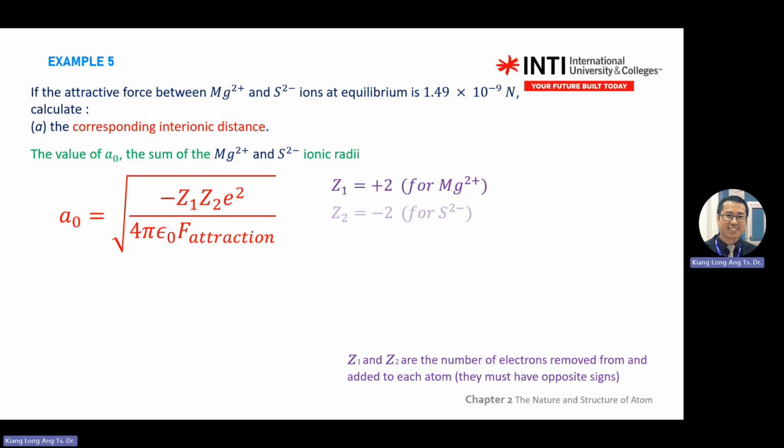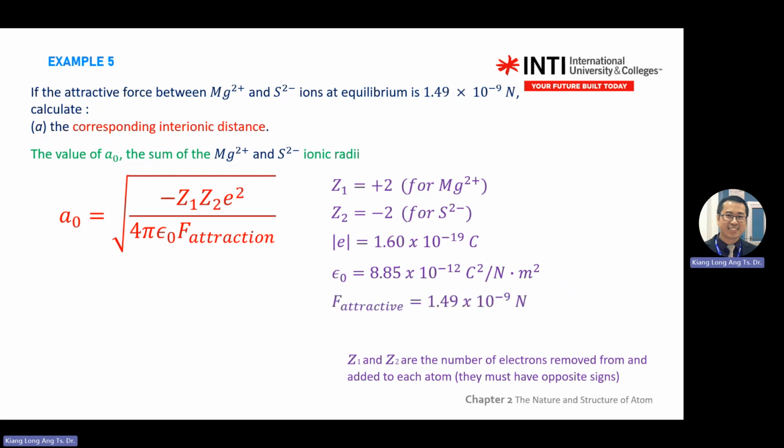All right, I'll give you the answer. Z1 for magnesium is 2, and S is -2. How do you know positive or negative? Just copy the charges above the element. If it's 2 negative, it means -2. If 2 positive, then +2. e is the standard 1.6 × 10^-19 coulomb. You substitute. Epsilon, the permittivity, is 8.85 × 10^-12 coulomb. So coulomb and coulomb you can cancel out, here and here.